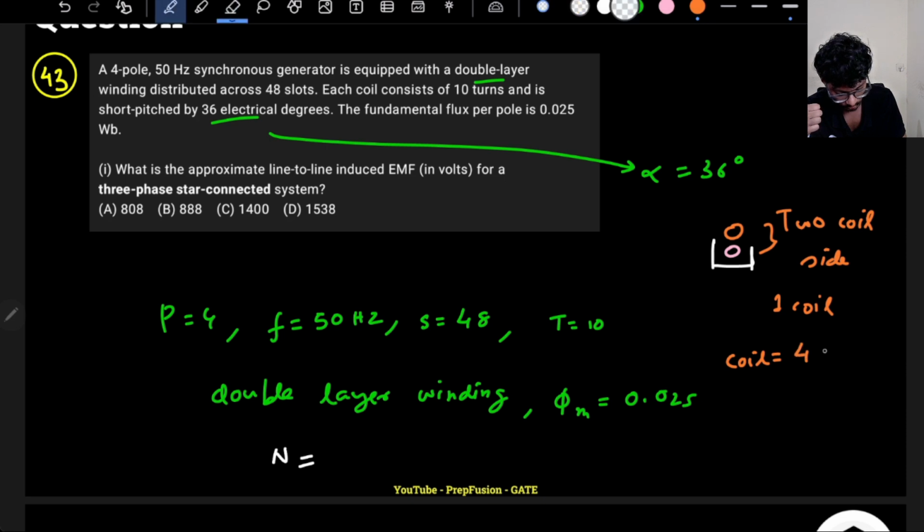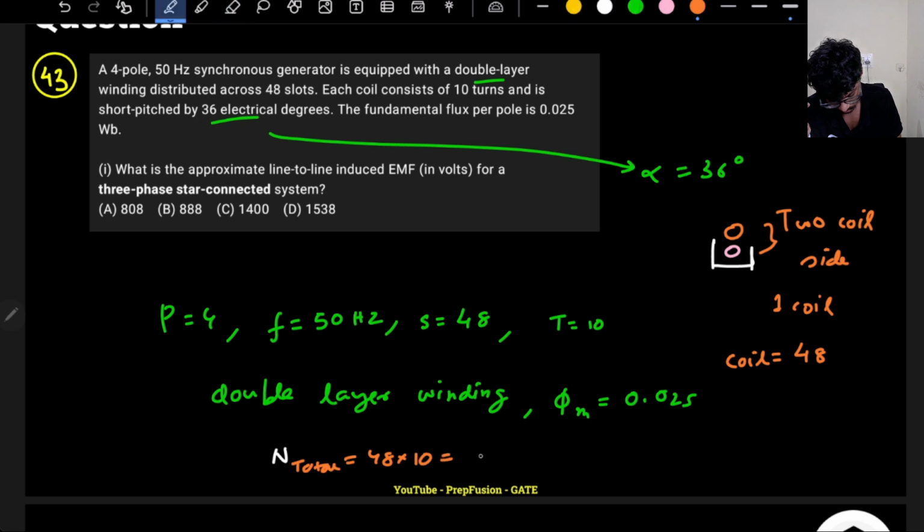I have 48 slots. Total number of slots is 48. Okay, clear? That is my total number. Sorry, total number of coils is 48. So each coil has 10 turns, right? What is the total number of turns? N total will be 48 into 10.